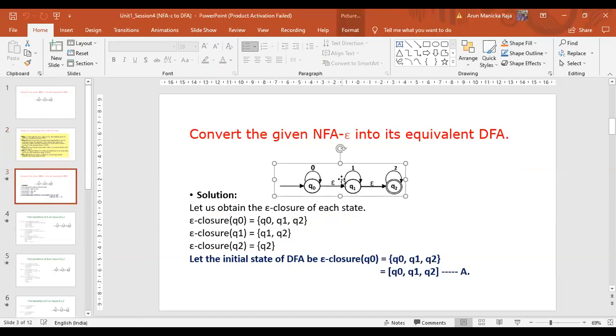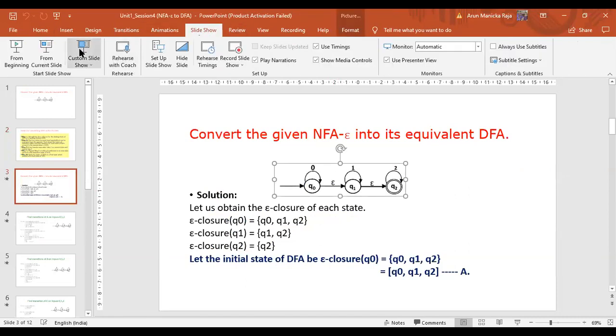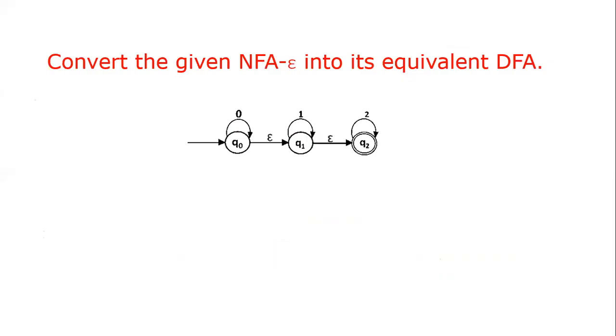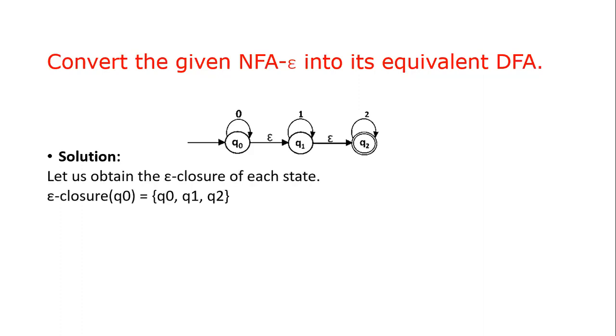So, what is the first step? We are going to convert this diagram, NFA with epsilon, to DFA. In the first step, we have to calculate the epsilon closure for all the states. Please tell me, what is the epsilon closure of Q0? Q0, Q1, Q2. Okay, fine. So the epsilon closure of Q0 is Q0, Q1 and Q2.